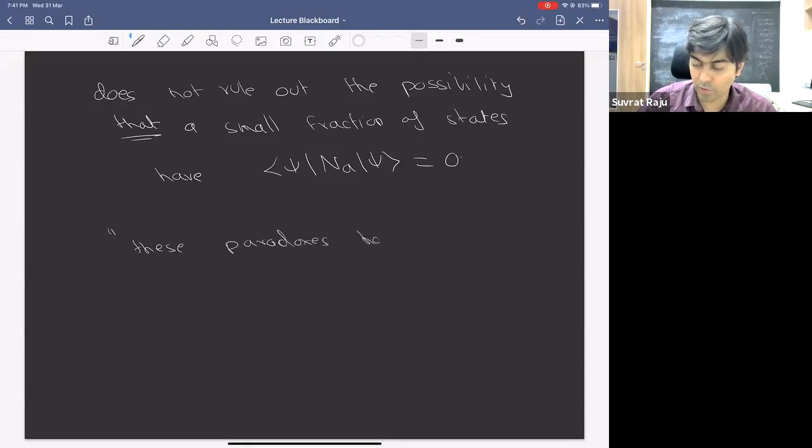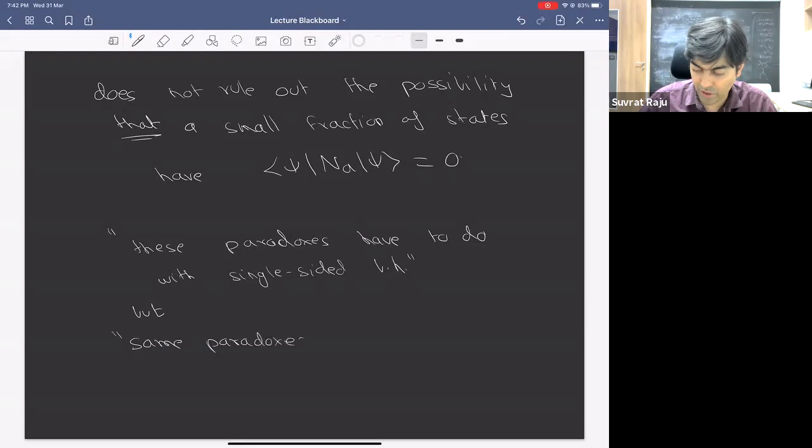Or have to do with single-sided black holes. But we don't want to consider single-sided black holes. Okay, somebody might say, we want to consider eternal black holes. Okay, so I now want to point out that the same paradoxes, and this is actually an important point, and I think it's not widely appreciated, but as I'll show you now, it is true. The same paradoxes also afflict the eternal black hole.